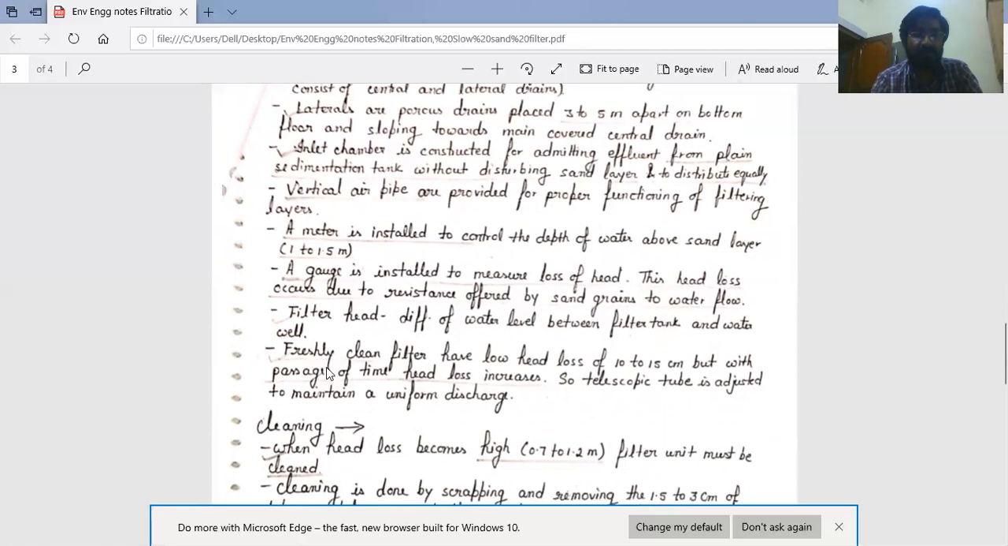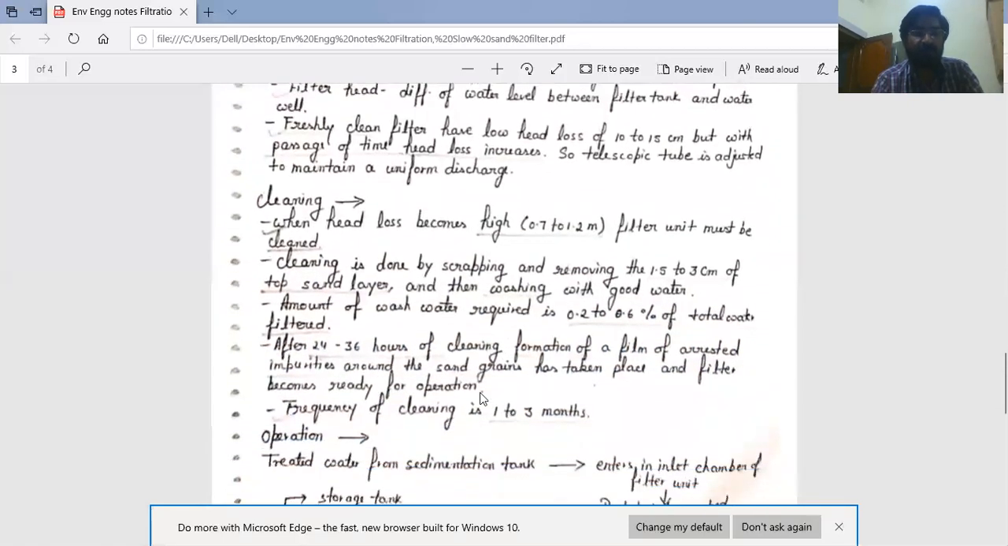Next point in construction: a freshly cleaned filter has low head loss of 10 to 15 centimeter, but with passage of time the head loss increases. So the telescopic tube is adjusted to maintain a uniform discharge.